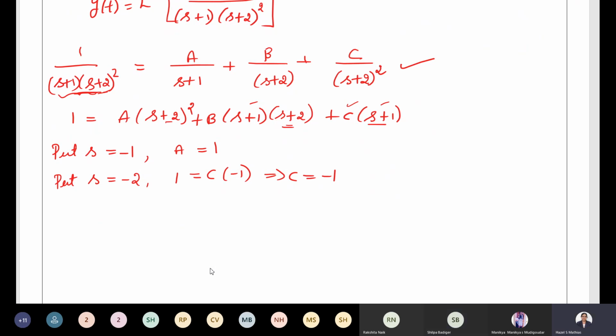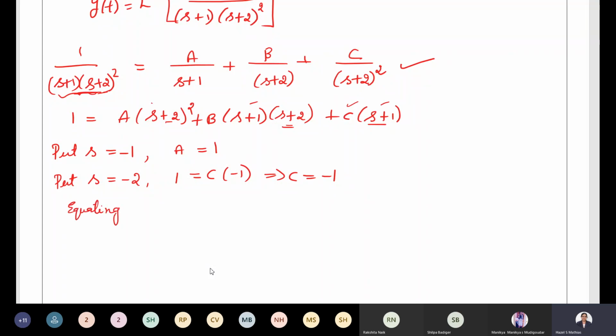Okay. Next we have to find the value of b. In order to find the value of b, we can either equate the coefficient of s square, or we can put s equal to 0. You can use either method. If you put s equal to 0, you will also get the value of b. Now if you equate the coefficient of s square, here you will get the coefficient of s square.